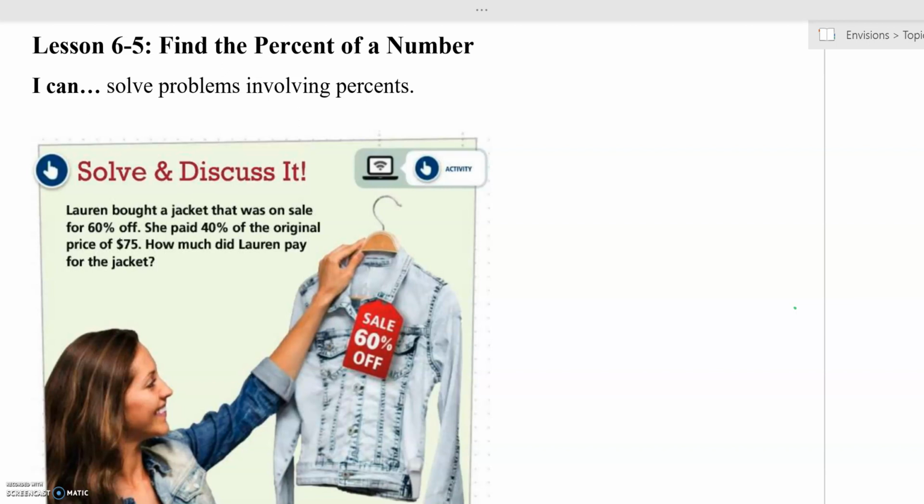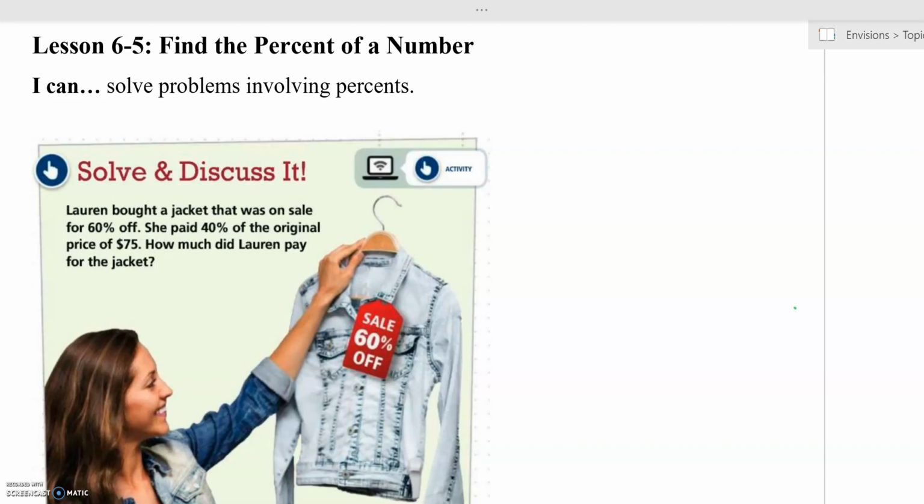All right, we have lesson 6.5, find the percent of a number. Okay, so we're going to learn how to solve problems with percents today. I'm going to show you a few different ways to solve these problems and different types of these percent problems. Let's start with our solve and discuss it.